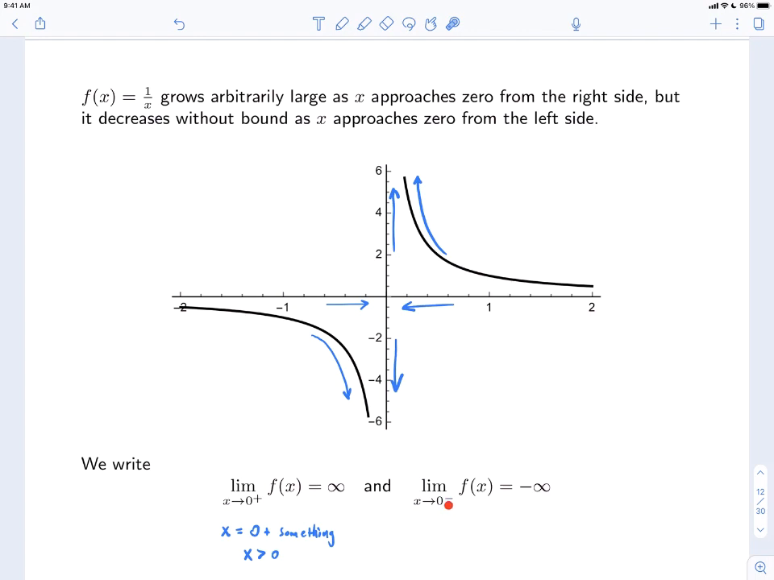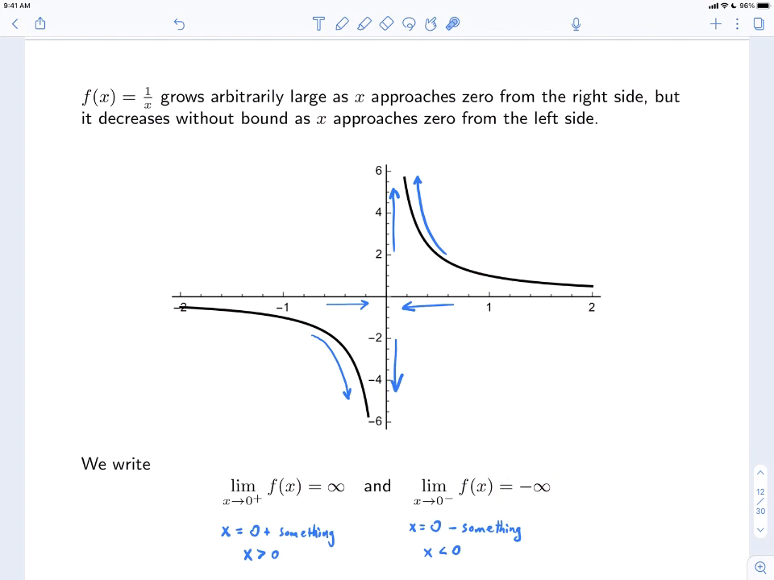So here there's a superscript with a minus in it. Again, you should think of this as x equals 0 minus something. So in particular, x is less than 0. So the numbers x are approaching 0 from the left side, from over here. In this case, the y values, the outputs, are decreasing without bound. So we say that the limit is negative infinity.